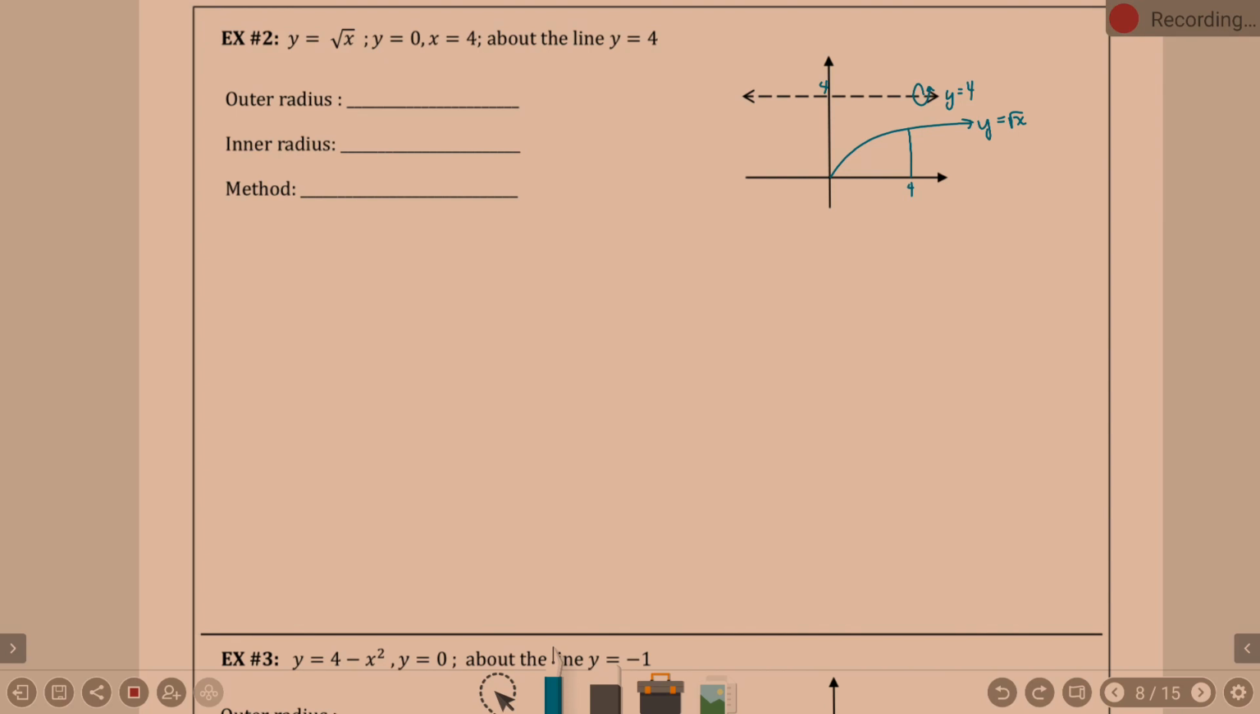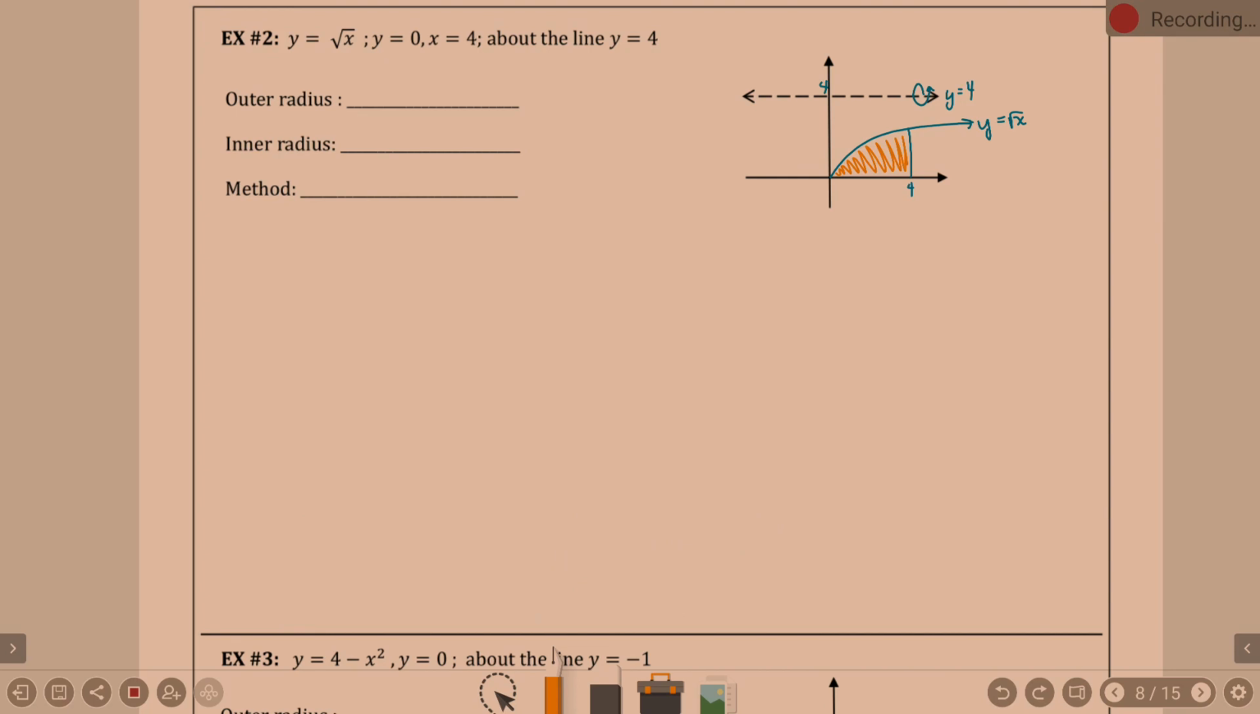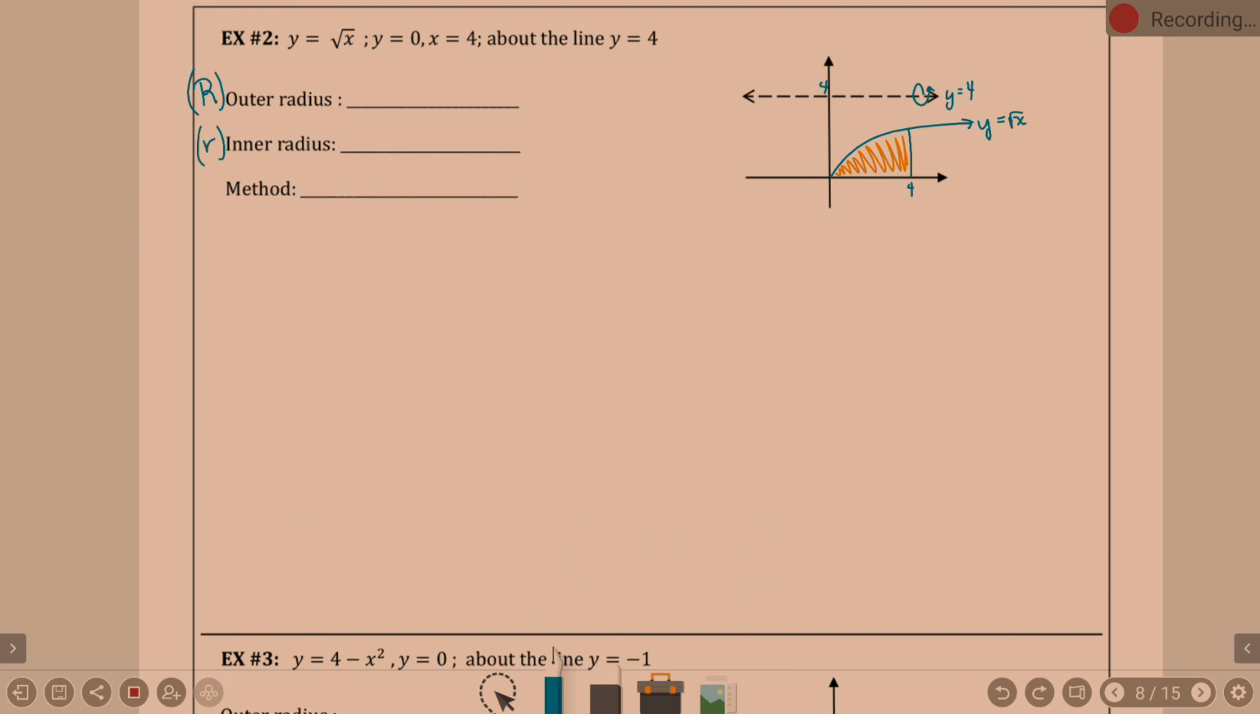What's the outer radius? So here, the outer radius is big R. So when they're asking for outer radius and inner radius, we are being asked for big R and little r. Okay, speaking of big R and little r, let's talk. Y equals 4 to the axis is big R.